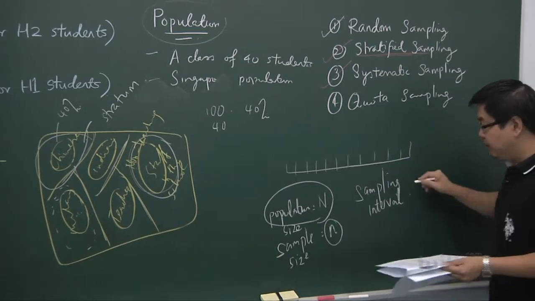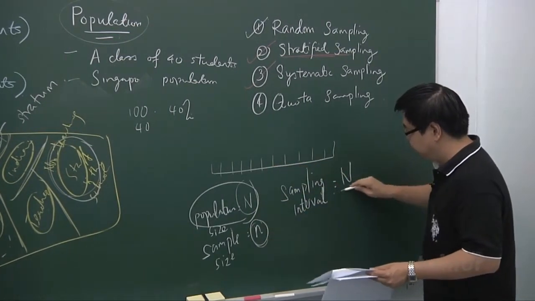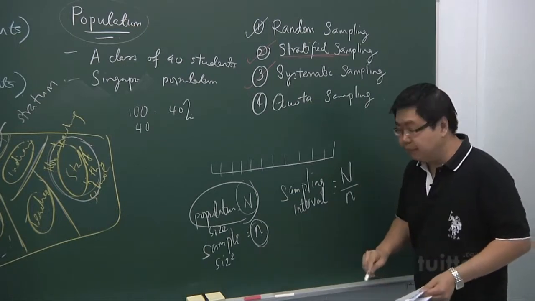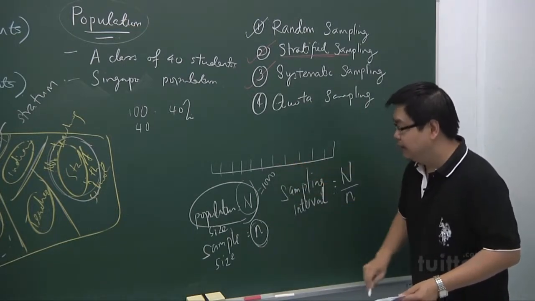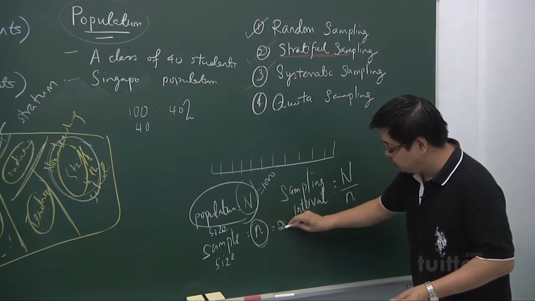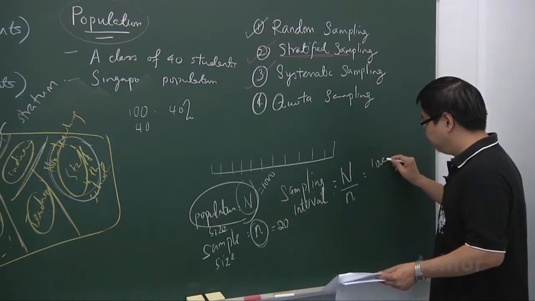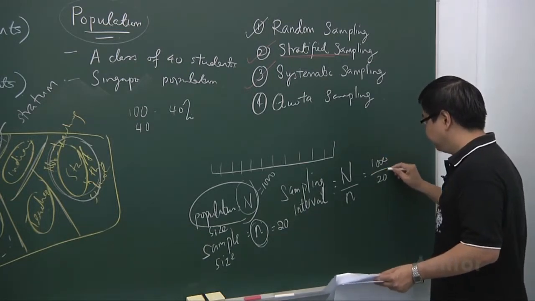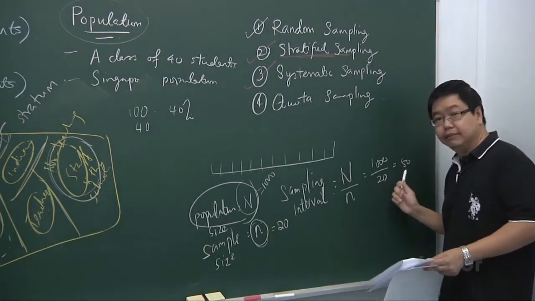And the sampling interval is given by capital N over small n. I'll give a simple example. Suppose capital N is 1000, small n is say 20. Okay? So if you use this formula, you'll get 50. This is what we call the sampling interval.